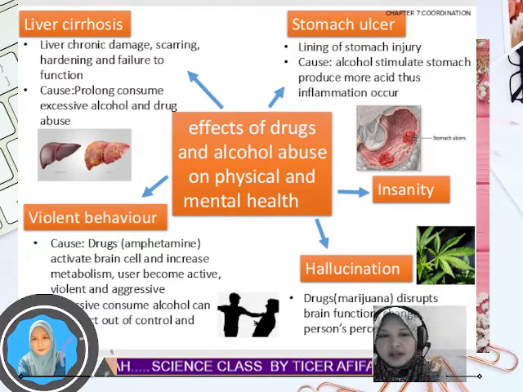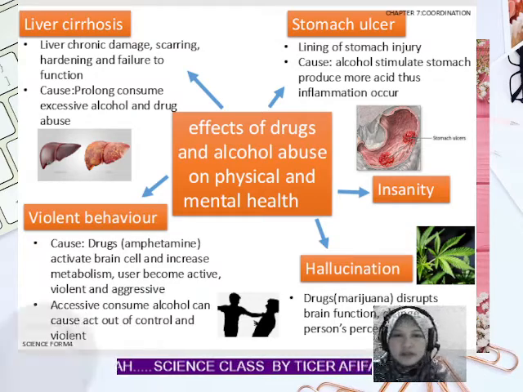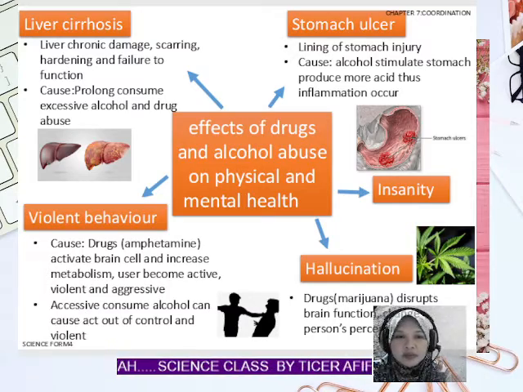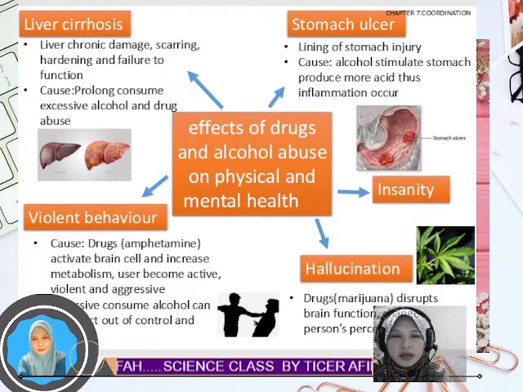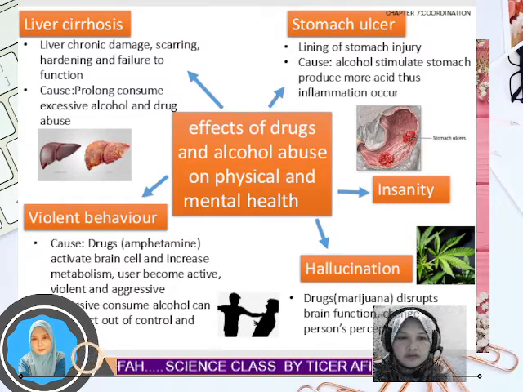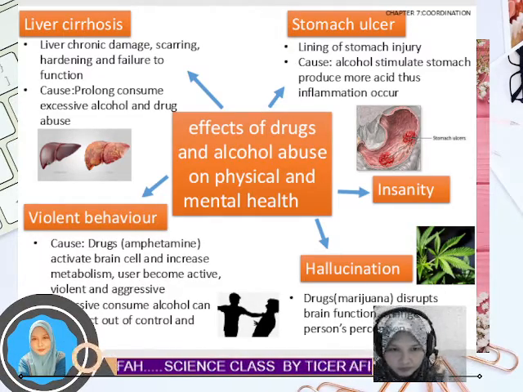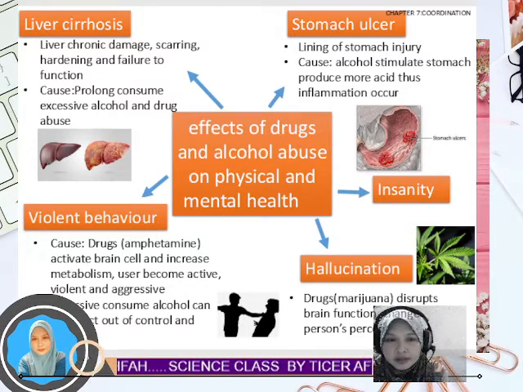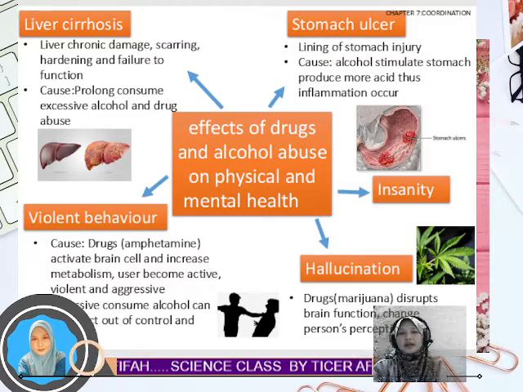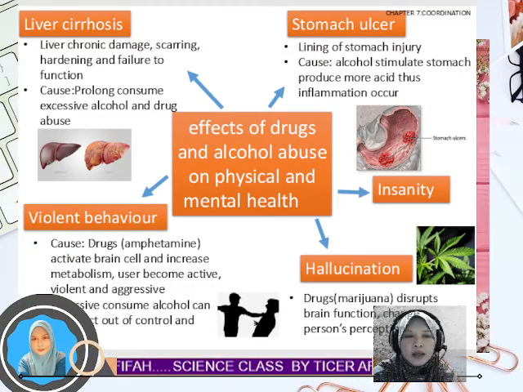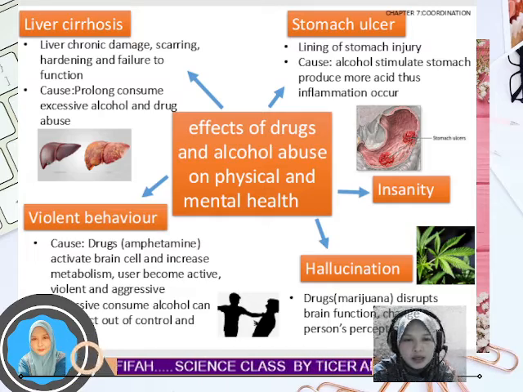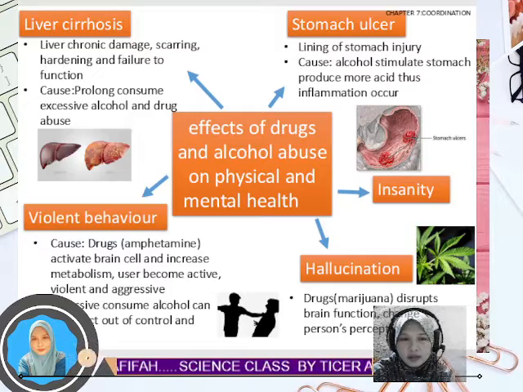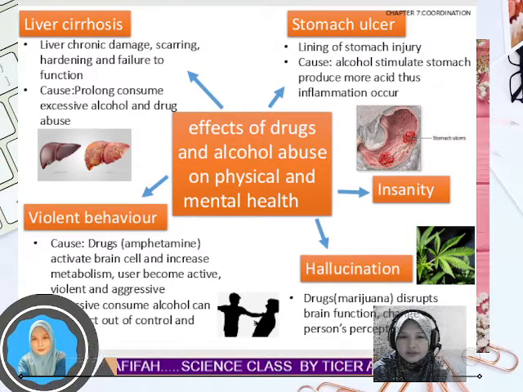Okay, violent behavior. Violent behavior and hallucination are the effects of drugs and alcohol abuse on mental health. Violent behavior is caused, for example, by drugs such as amphetamine, which activates the brain cells and increases metabolism. The user becomes active, violent, and very aggressive. Excessive consumption of alcohol can cause a person to act out of control and violent.